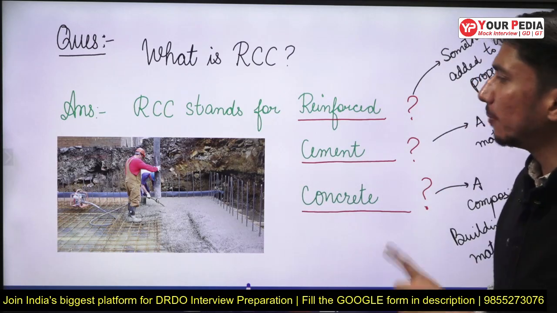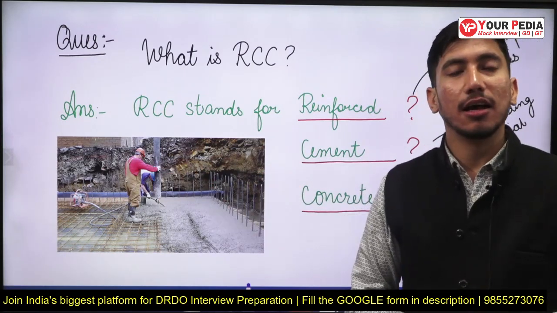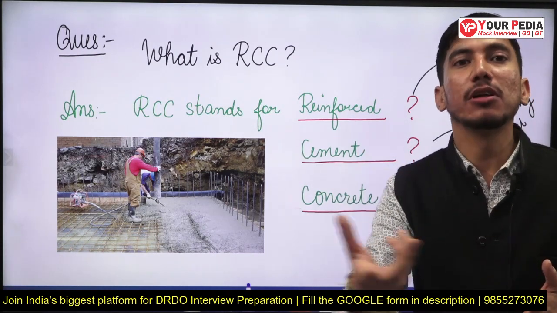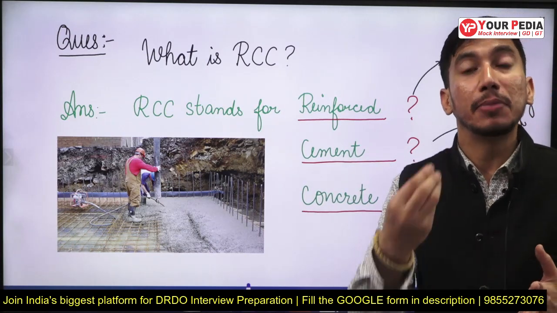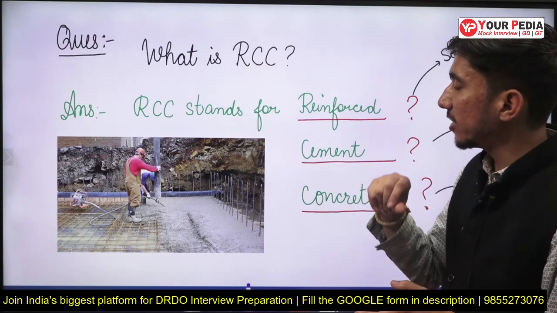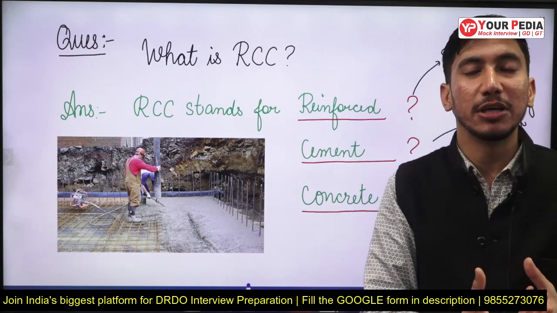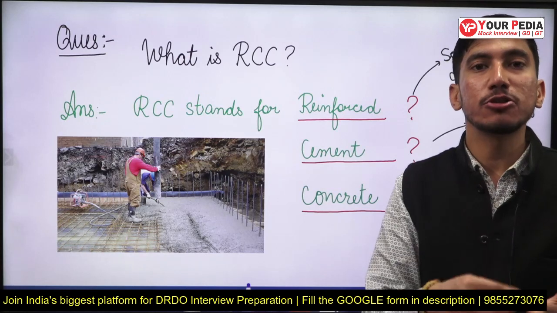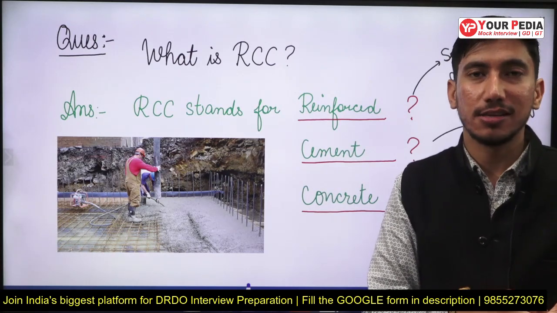Okay. But now the question arises that if we are not providing this reinforcement, then what will it be called? It will be simple cement concrete, or in technical terms we call it plain cement concrete or PCC. Okay. Now the question arises, if concrete is such a useful and versatile material, what is the need of adding reinforcement to it? What function of concrete is it improving by the addition of these steel bars?